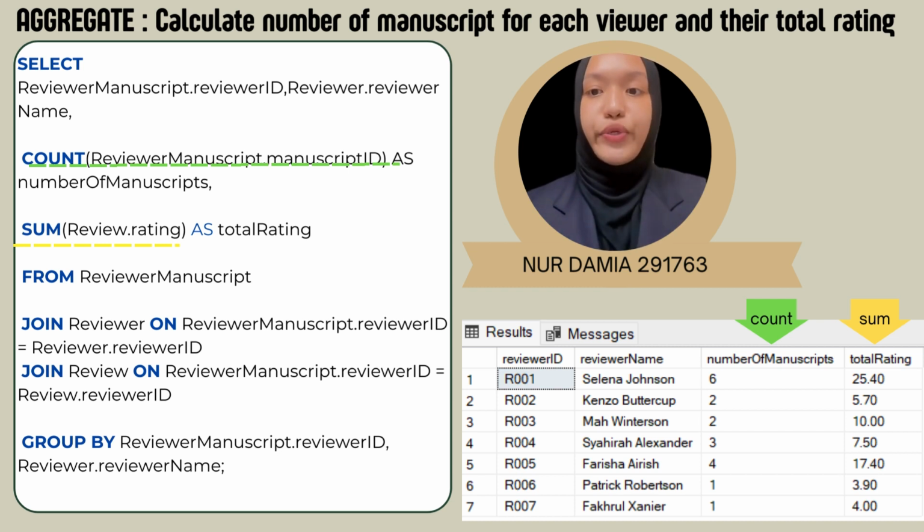Next, I also use SUM in my code. You can see from the line SUM(review.rating). I also marked it as a yellow line to calculate the total rating given by each reviewer. If I don't use an aggregate function, the system will show me the sum for each individual review, but with SUM and GROUP BY, I will get the total rating per reviewer.